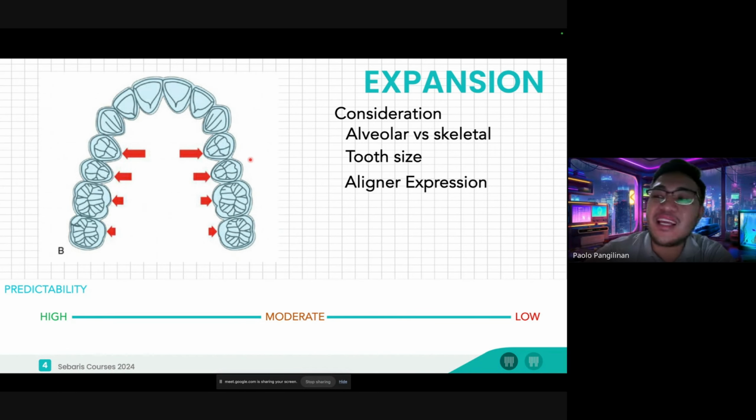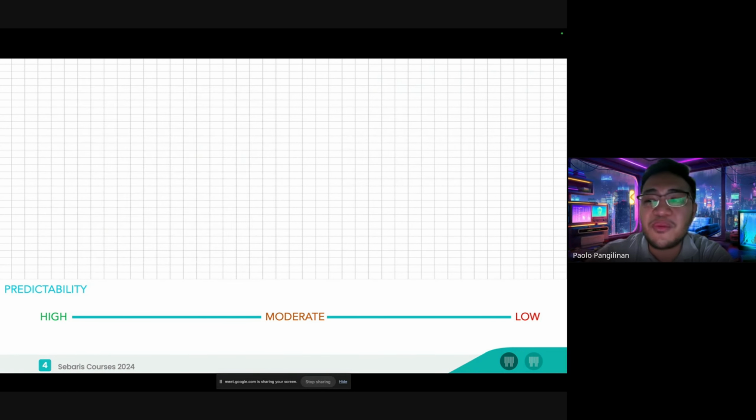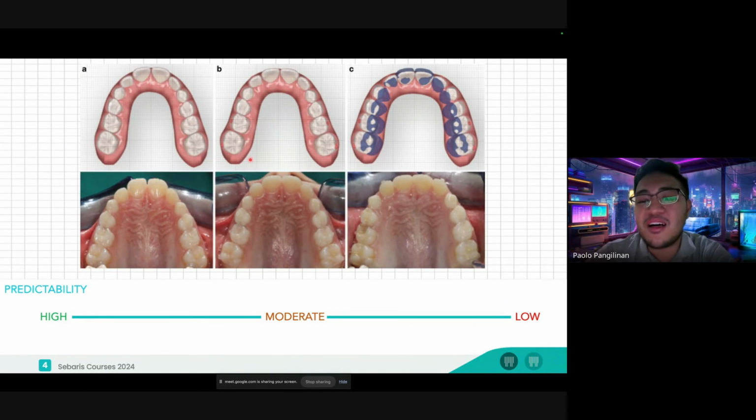Now, again, as I've said, it's all about your aligner expression. Your aligner expression basically considers your tooth size and the tissue reaction that is involved in your patient. This is just one of the studies here. The issue in this study is they programmed 2.5 millimeters on this side, but they generated only 1.5. The problem is that they've already reached the basal bone, and they cannot expand so much.